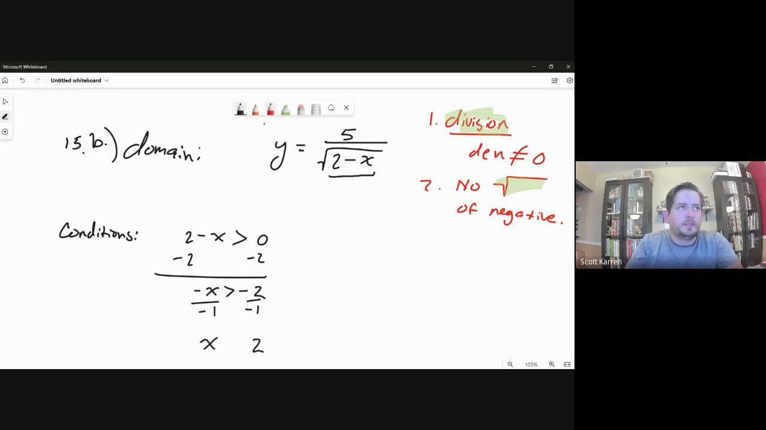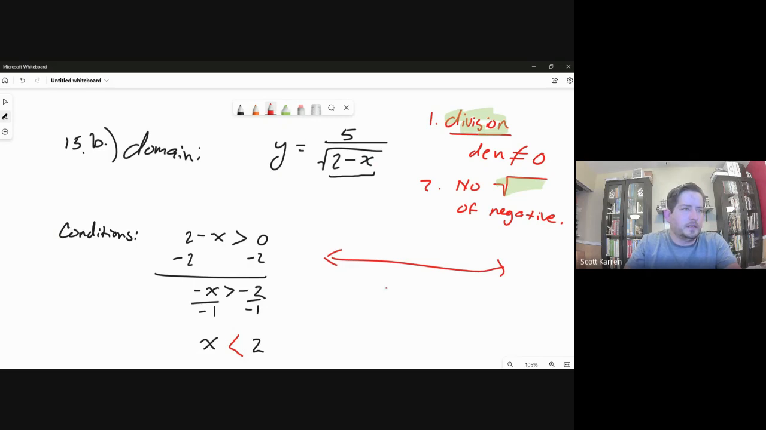But this inequality switches directions because I divided or multiplied by a negative. And so that's my solution. The only numbers I can plug in here are numbers less than 2. And so know how to graph that.